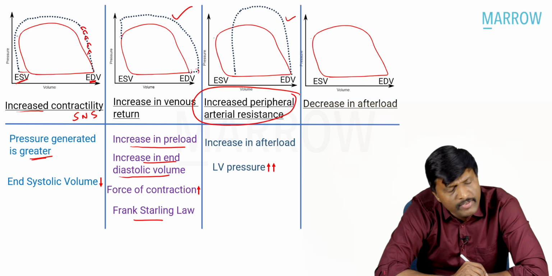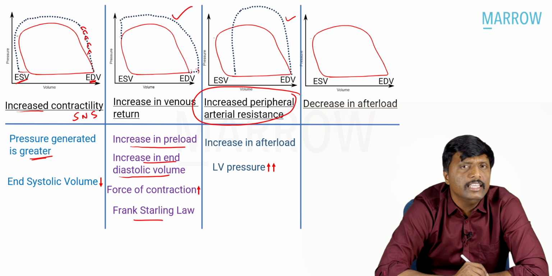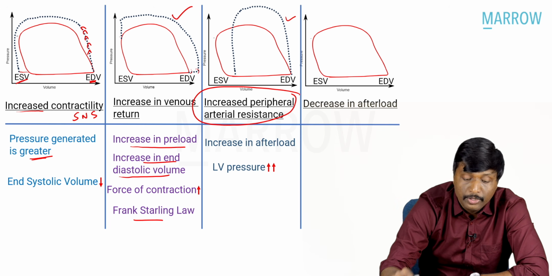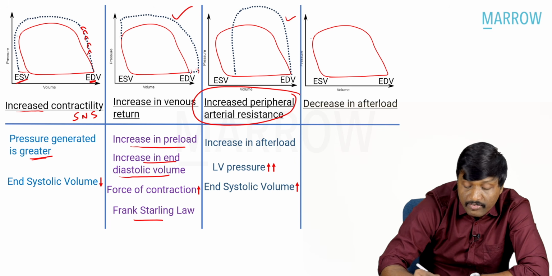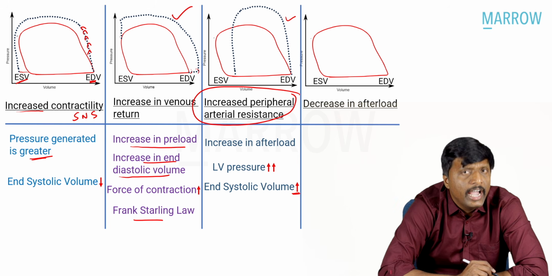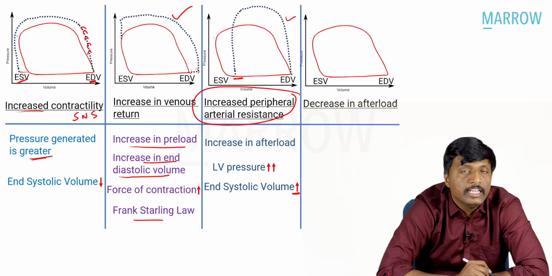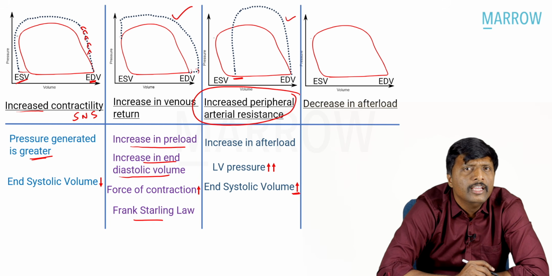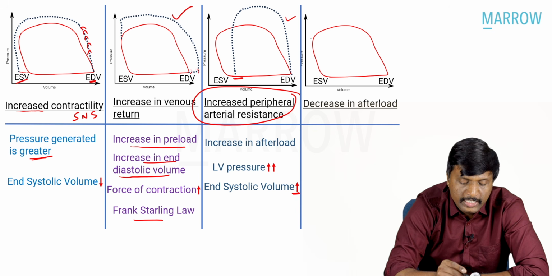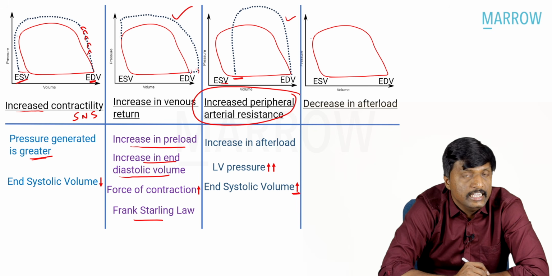The left ventricle will invariably suffer. It cannot tolerate the increase in pressure work. Definitely, with increased afterload and more pressure, that ventricle will fail. So the end systolic volume will definitely increase. Ideally, the graph should show an increase in end systolic volume because it's a failing ventricle. It is not able to eject completely. There is a lot of blood still inside at the end of systole. So end systolic volume has to increase.